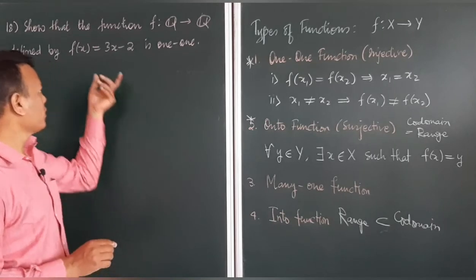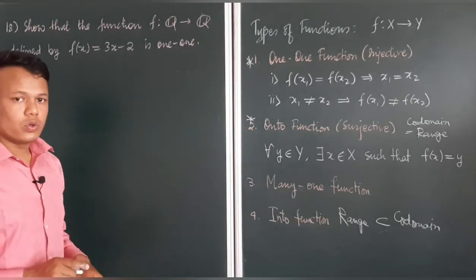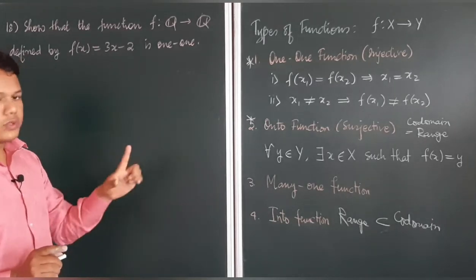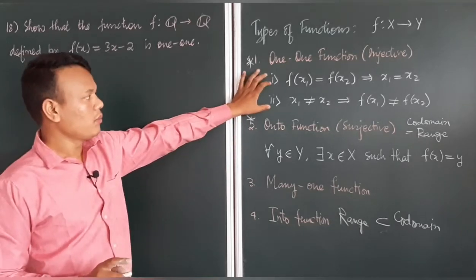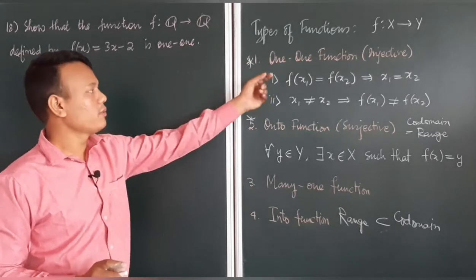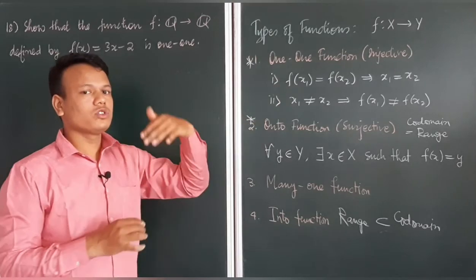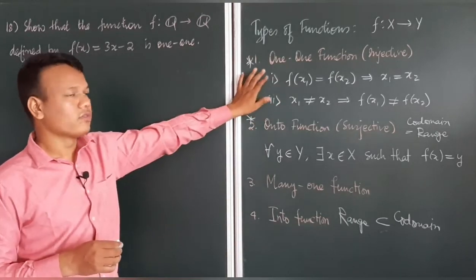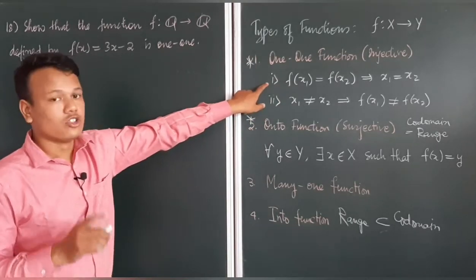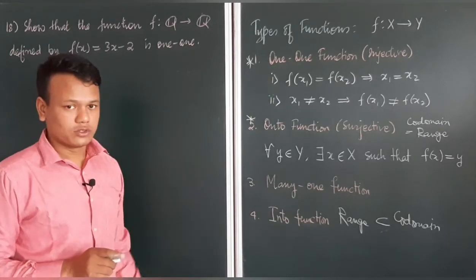We need to show that this function is 1, 1, and to show that a function is 1, 1, there are two techniques available. So we can make use of this. Let me make use of the first one, because most often we make use of the first one, since my job is going to be easy if I use the first one.